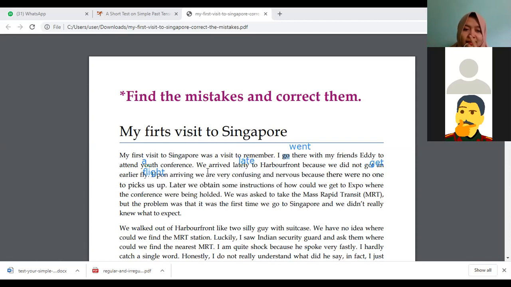Later, we obtain some instruction how could we get to Expo where the conference were being held. Is that true? To the Expo. Later, we obtain some interim instructions of how we can get to the Expo. Yes, it's a specific place. Specific event. And where the conference was being held. Held, this is not hold. It must be held like this one.